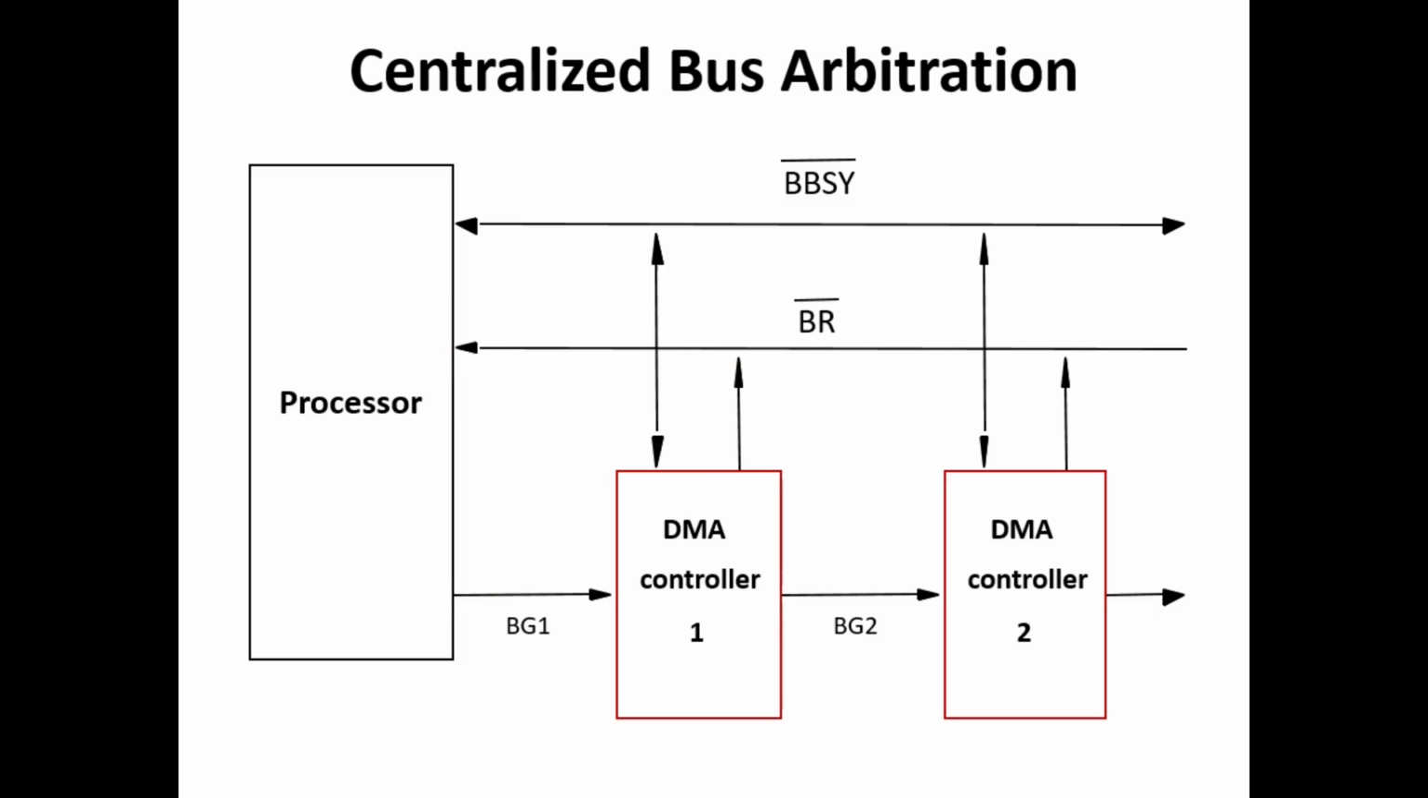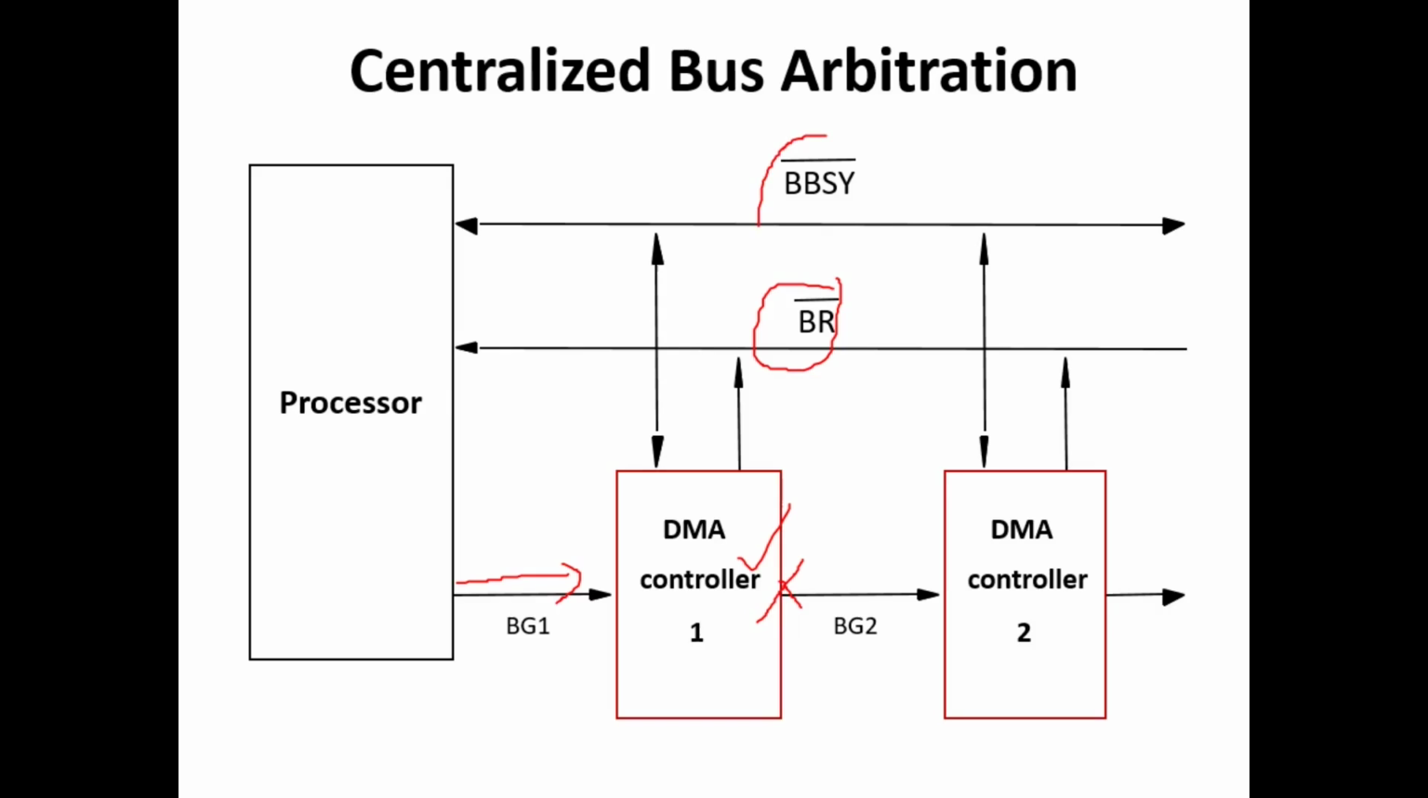Whenever a device controller or DMA controller uses the bus request signal to indicate that it wants to become bus master, the processor sends the bus grant signal. Let us assume that DMA controller 1 wants to become bus master. So it blocks this bus grant signal, and the signal remains in DMA controller 1, which wants to become bus master.